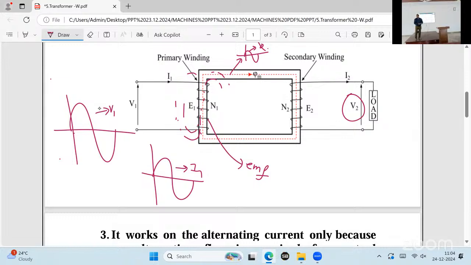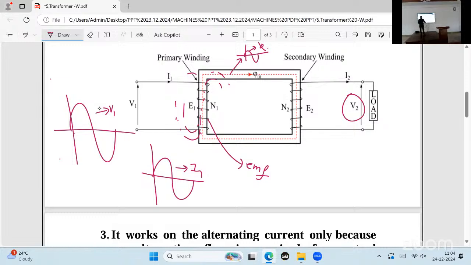E2. This is the copper wire. We have electrons in it, but the electrons are not moving. They are waiting for E2. Electrons are waiting for whom? E2. E2 should be induced in coil 2. When we get E2, the electrons will run in this copper wire.